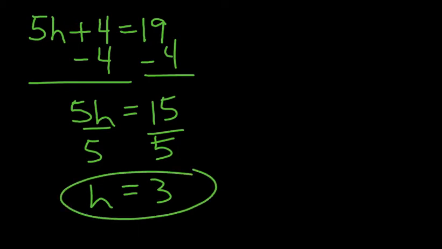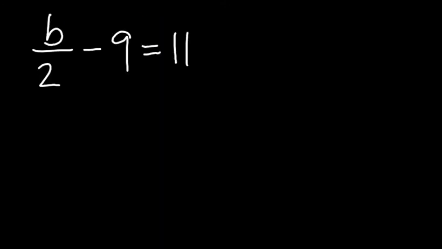To check it, stick it back in there. If h is 3, well, that means 5 times 3 is 15. 15 plus 4 is 19. It checks. Okay, let's try this one. Take care of the plus or minus thing first. So we have minus 9, so we need plus 9.